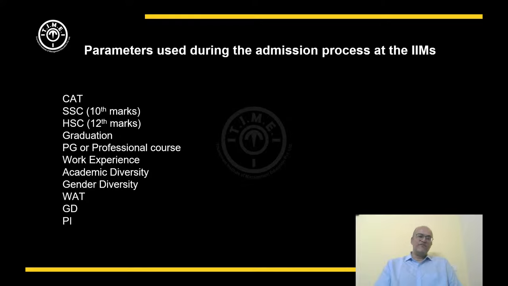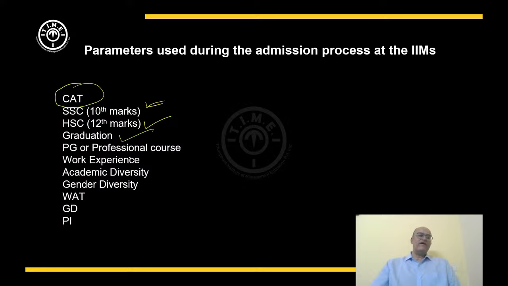So the way the entire process will work is, broadly speaking, these are the parameters that IIMs will consider in their selection process. First and foremost, CAT obviously will play a major role in almost all the IIMs. So doing well in CAT is very much required. Other than that, some IIMs will include your academic profile also. When it comes to academic profile, some IIMs will give weightage to your 10th class performance. Some IIMs will give weightage to your 12th class performance. Some IIMs will give weightage to your graduation performance.